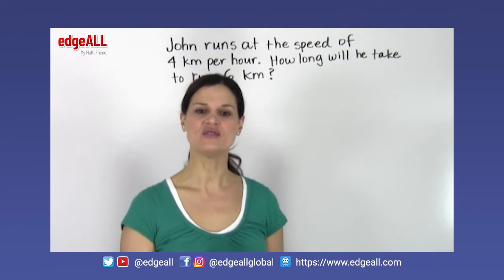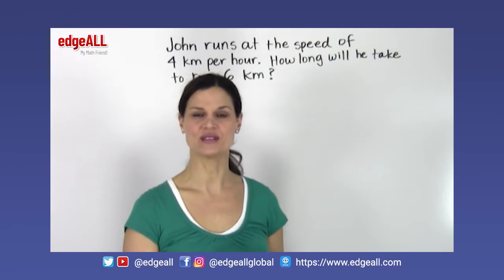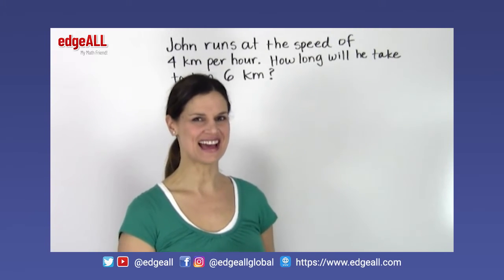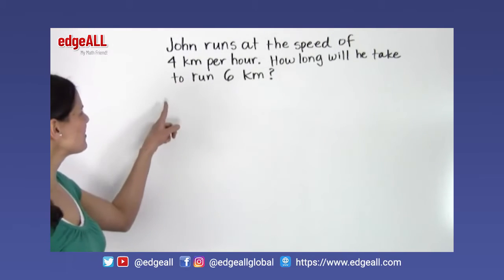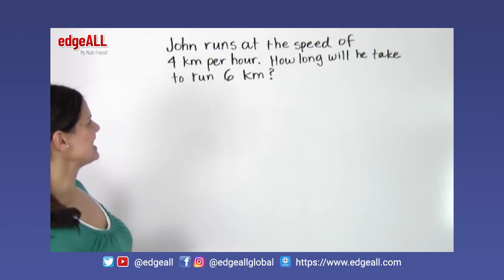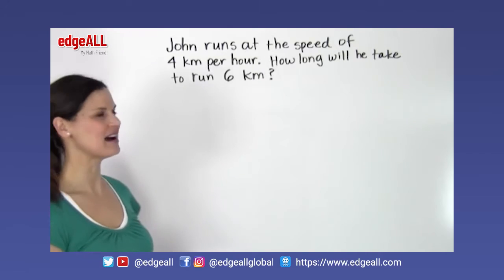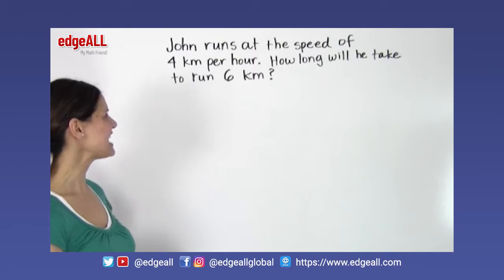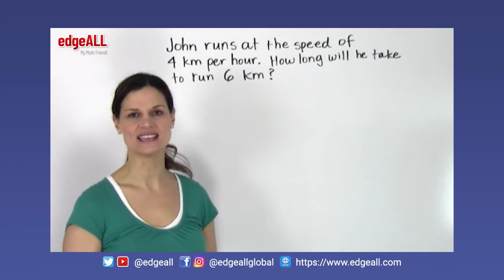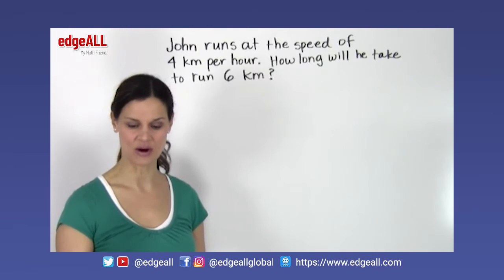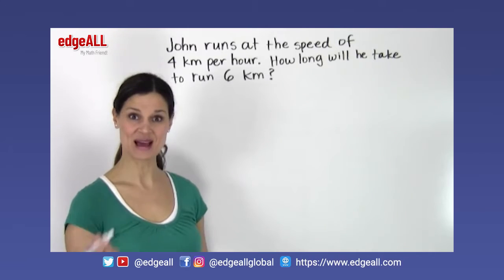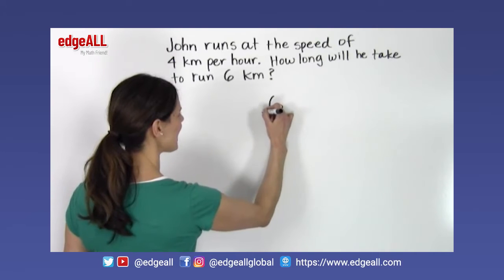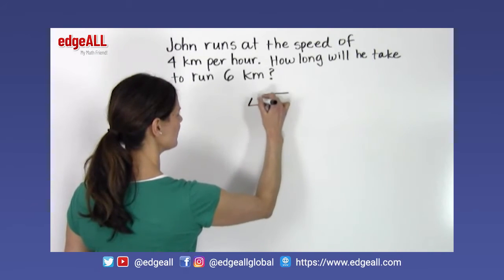In real life, you do more divisions of whole numbers where the quotient is a decimal number. Let's take a look at some examples. So we're going to start with John running. John runs at the speed of 4 kilometers per hour. How long will he take to run 6 kilometers is the information that we need to solve for. So in this problem, it becomes a division problem of 6 divided by 4.